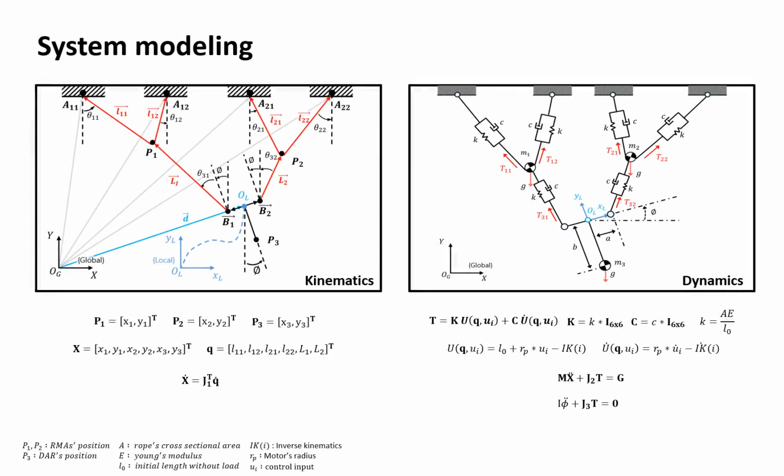To control this residual vibration, we first performed a kinematic analysis and dynamic analysis of the ROR system. During the dynamic analysis, the ropes are assumed to be a simple spring damper model, and the tension on each rope is calculated. We define the position coordinates of each robot affected by this tension and the rotation angle of the DAR.